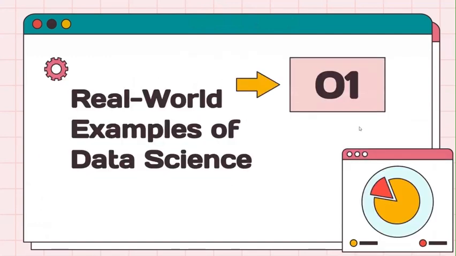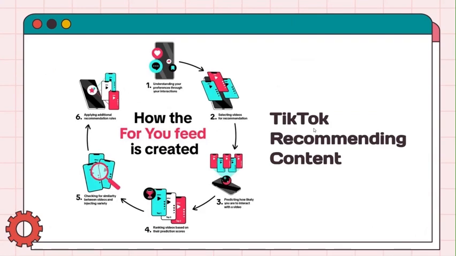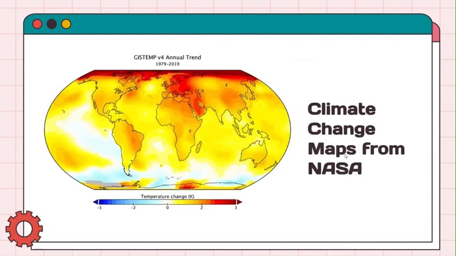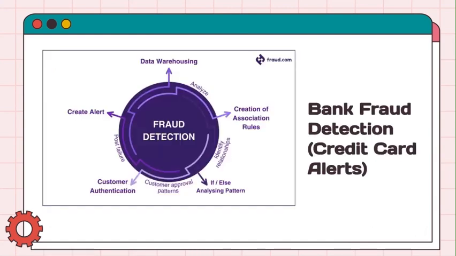Data science also has many real-world applications that y'all have probably seen before. It's used in social media platforms like TikTok to recommend content. It's used in global climate maps created by NASA. It's even used by credit card companies to detect fraud.